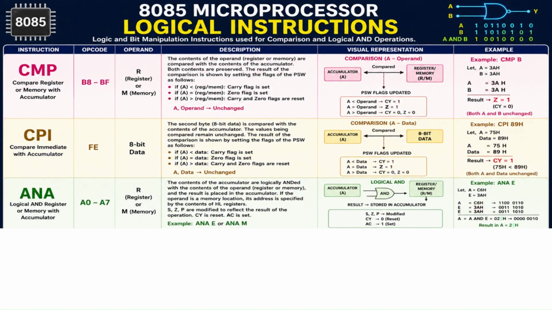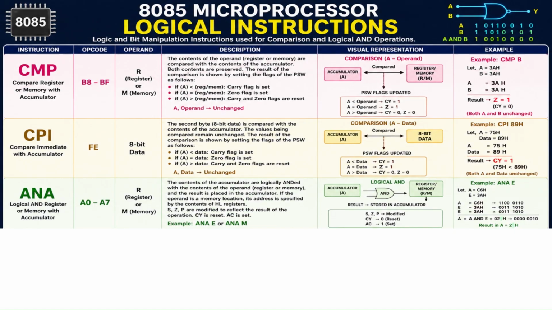Now let's learn the next instruction, ANA, which stands for logical AND register or memory with accumulator. Look carefully at the representation. Accumulator A enters one side of the AND gate and register or memory enters on the other side. The output of the AND gate is stored back to the accumulator. A short trick to remember the AND rule: 1 and 1 gives 1, everything else gives 0. This single rule is enough to solve any AND operation.